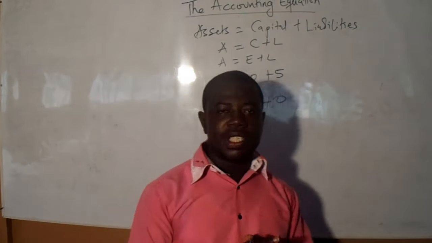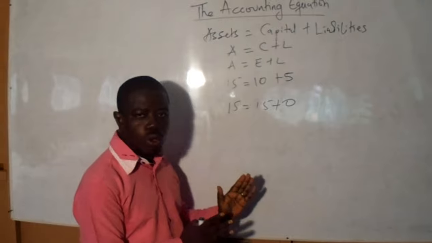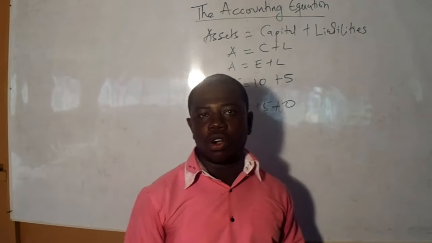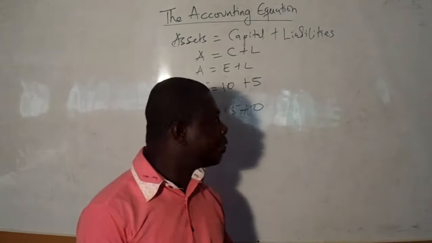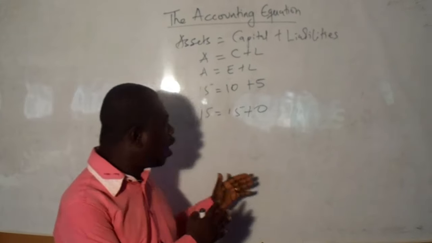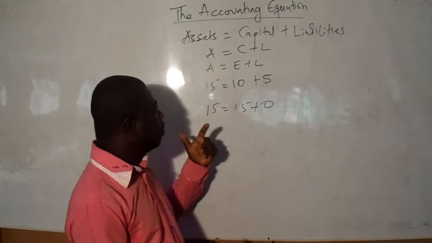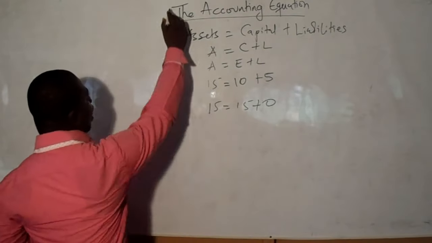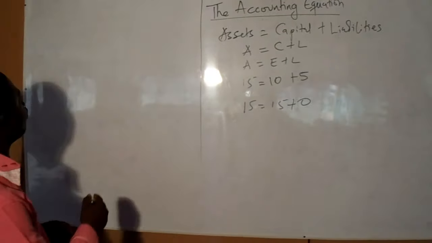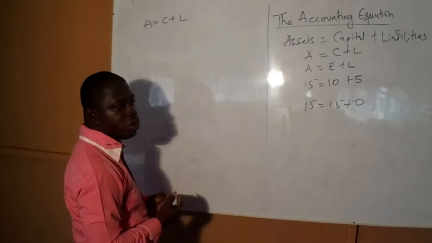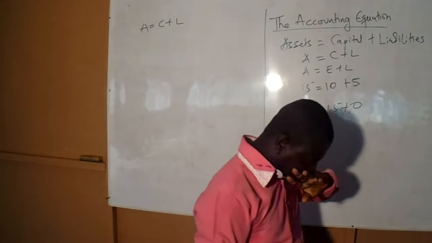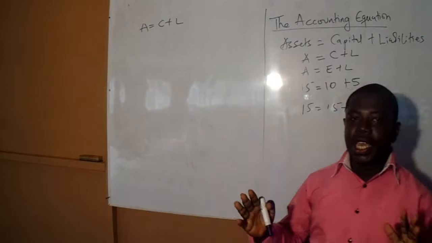And this accounting equation gave birth to the balance sheet, or what we now call the statement of financial position. And so we are going to look at how the balance sheet was extracted from the accounting equation. Alright, so just watch this. Now, the accounting equation is saying that assets must be equal to your capital plus liability.